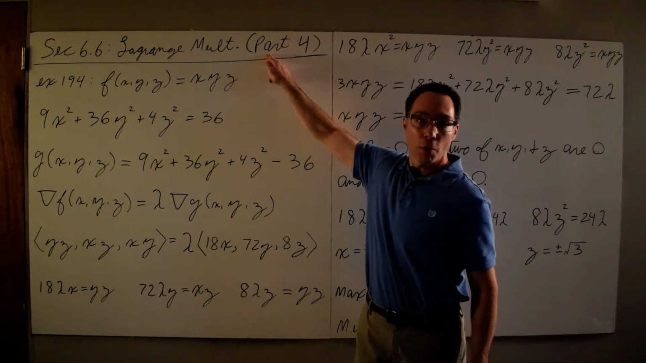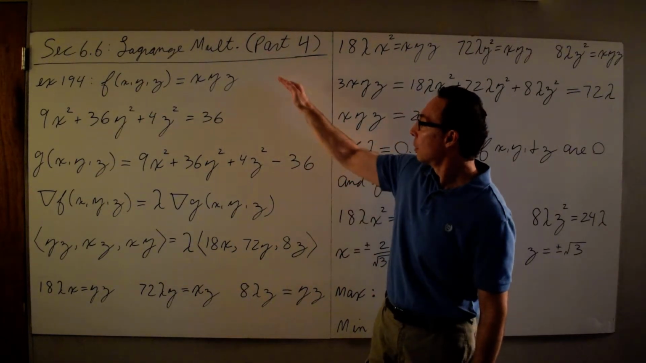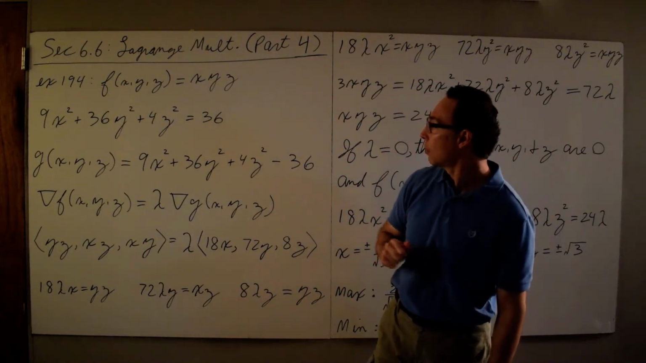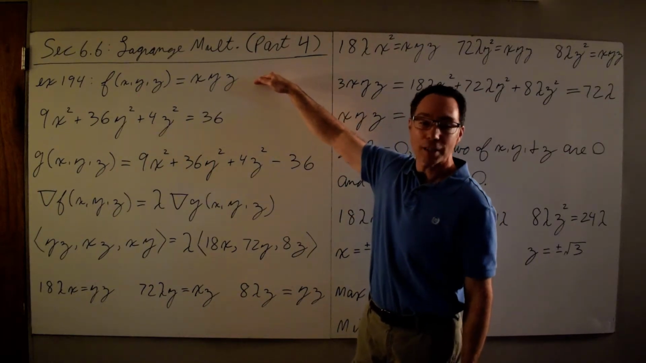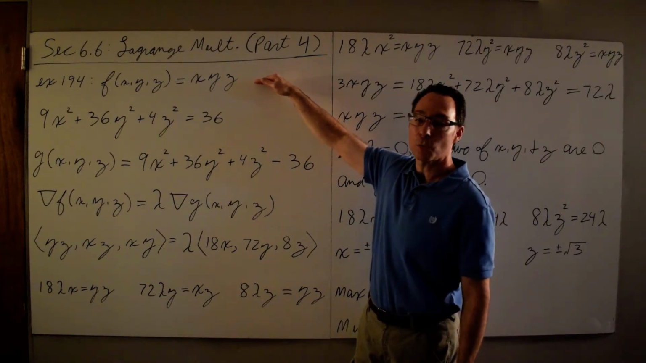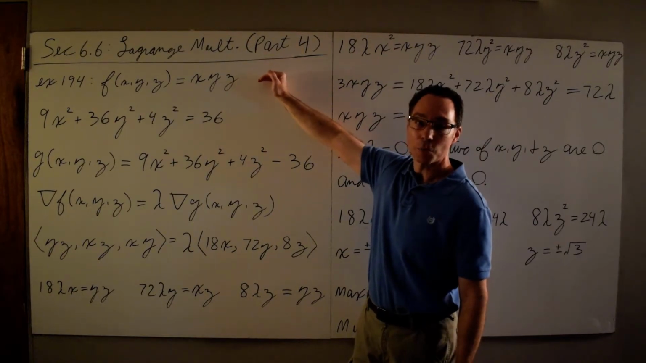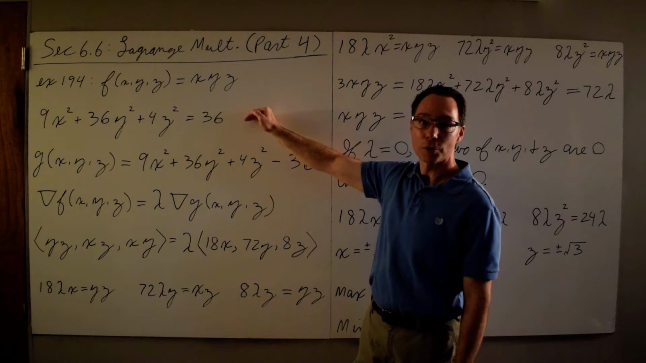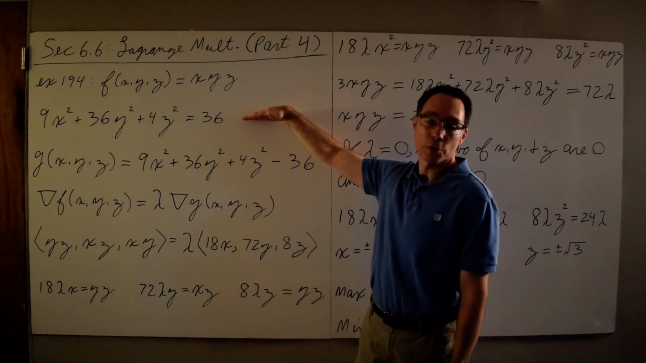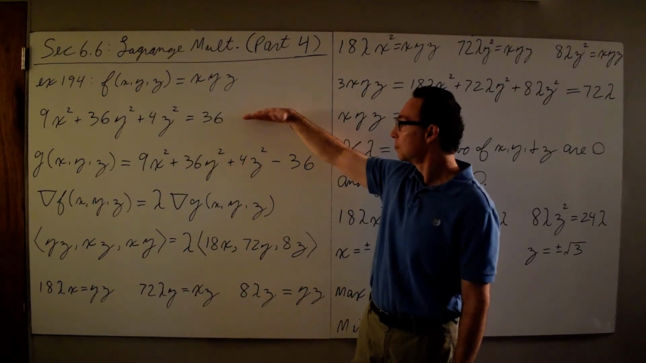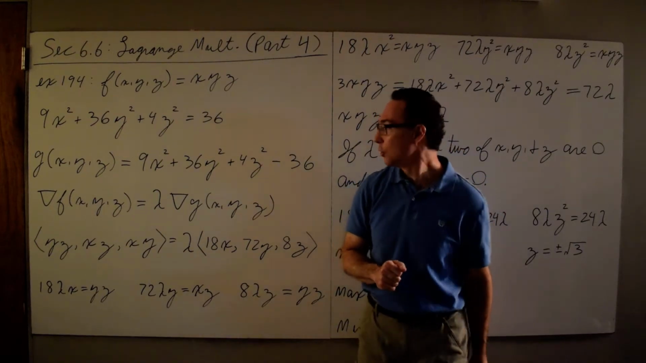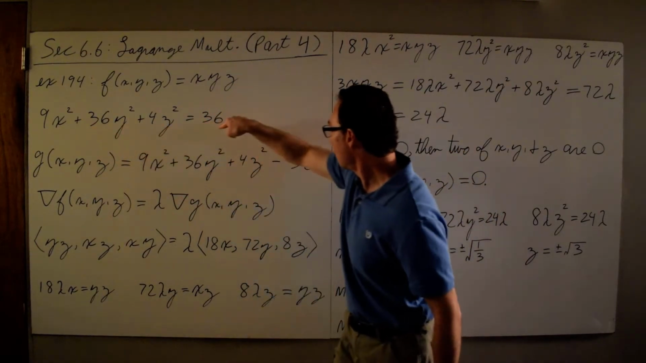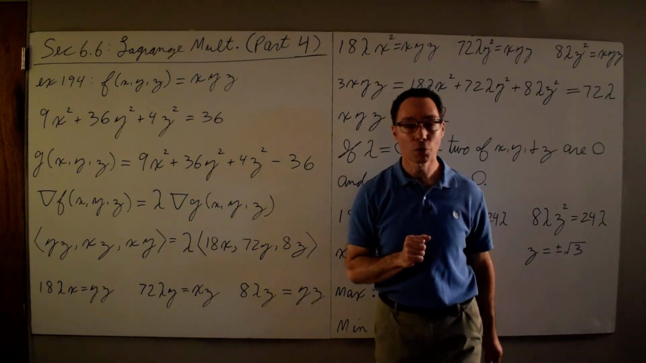This is the fourth video on section 6.6, Lagrange multipliers. Here we're going to find the maximum and minimum value of f(x, y, z) = xyz, subject to the constraint 9x² + 36y² + 4z² = 36. So we define our function g to be this sum minus 36 to use Lagrange's theorem.